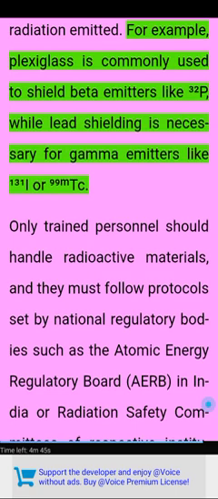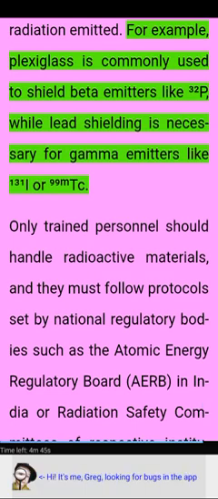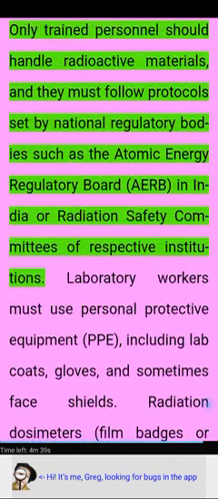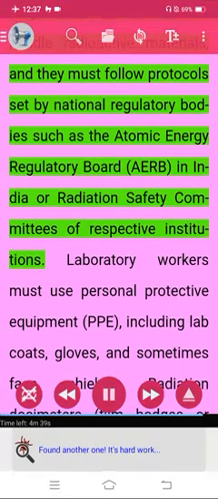For example, plexiglass is commonly used to shield beta emitters like ³²P, while lead shielding is necessary for gamma emitters like ⁹⁹ᵐTc. Only trained personnel should handle radioactive materials, and they must follow protocols set by national regulatory bodies such as the Atomic Energy Regulatory Board (AERB) in India or radiation safety committees of respective institutions.